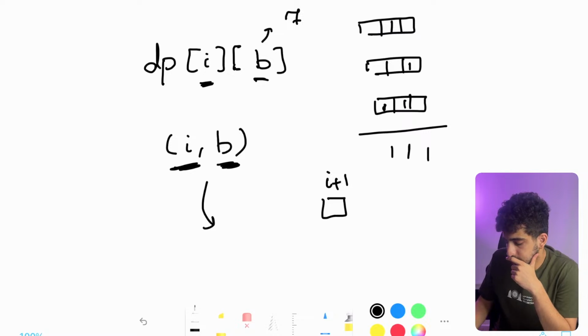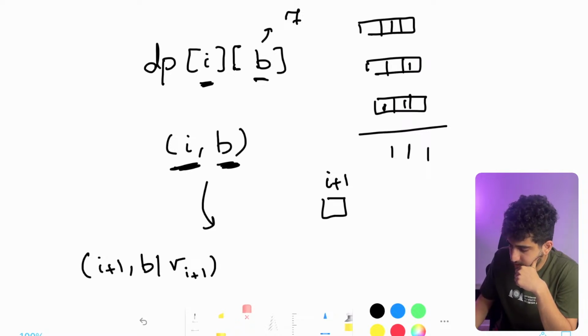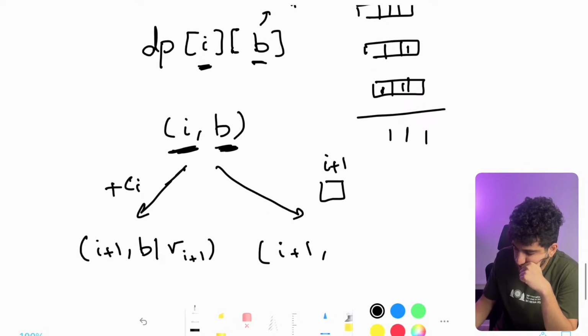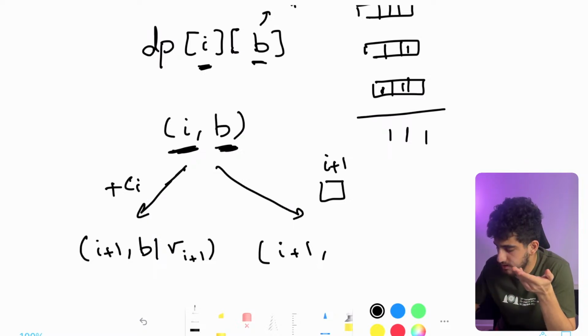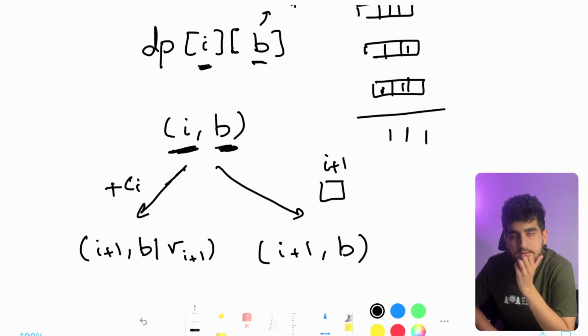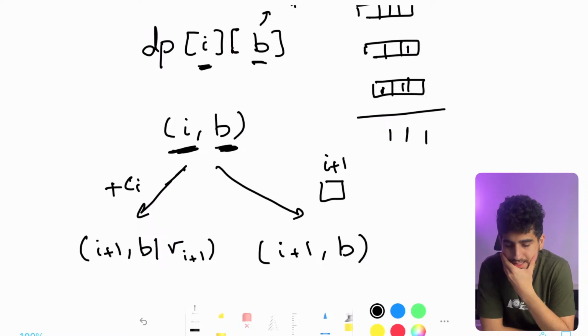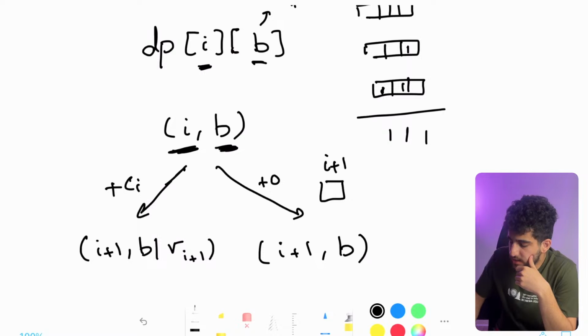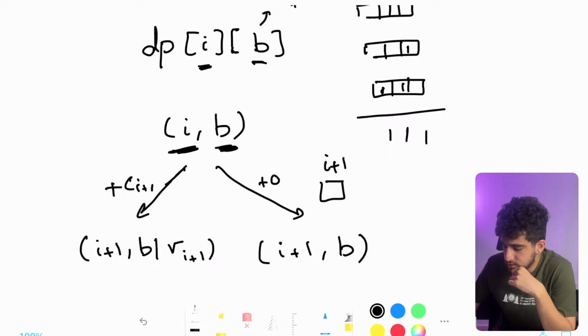And you're going to go to the state of I plus 1 and B OR the vitamins that juice I plus 1 has, and the cost will be increased by C of I. Or you're going to go to I plus 1 and your cost does not change. You do not buy this. B does not change as well, so B will remain the same, and the cost is going to be 0. So you either buy the next juice, or you do not buy the next juice.